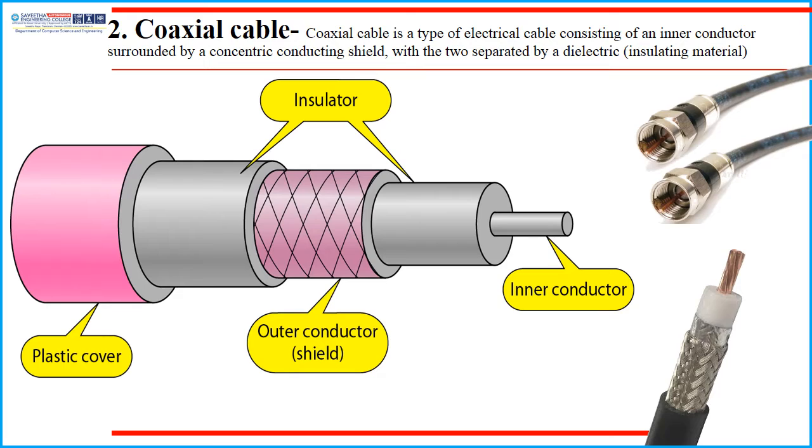In this picture we can see there are four different parts of a coaxial cable. The outer part is called the plastic cover. The second part is an insulator, and inner to that we have an outer conductor or a shield, which is made up of a mesh of wires. And there is an inner part, normally used to transfer the data from one place to another place, which is called the inner conductor.